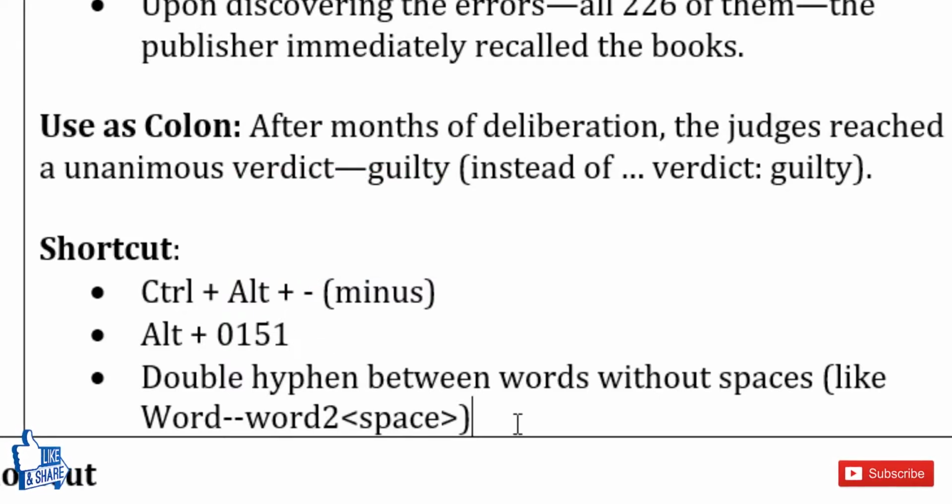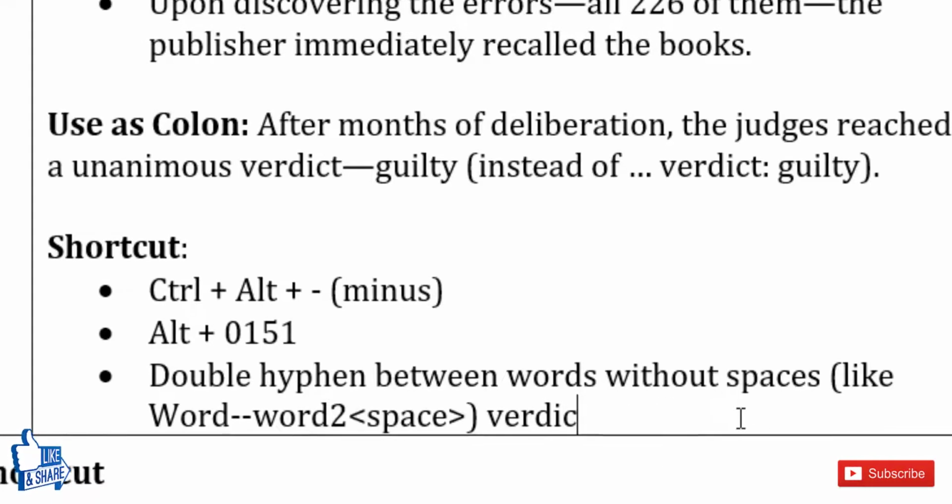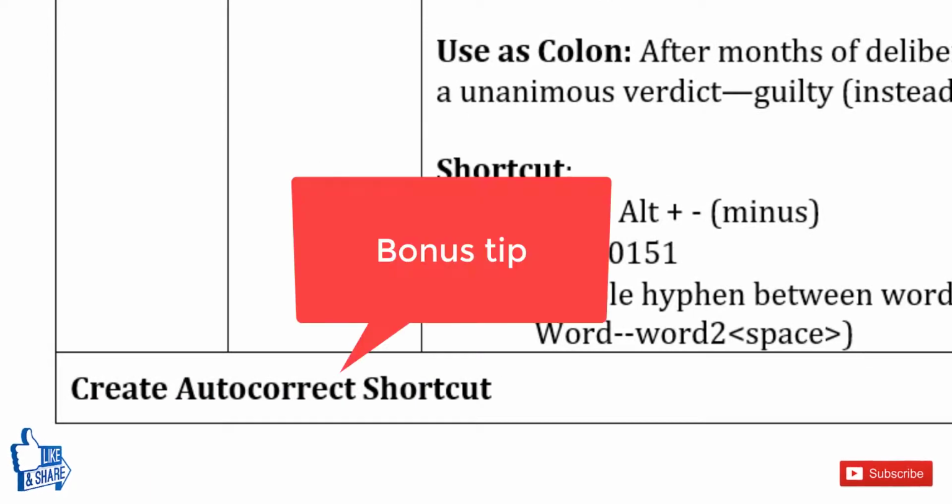So whenever you place two hyphens between words and then press space, these two hyphens get automatically converted into an em dash. For example, verdict, then two hyphens, guilty, and then the moment you press space, Microsoft Word automatically converts these two hyphens into an em dash. If you don't want to remember this shortcut, then you can create your own shortcut.